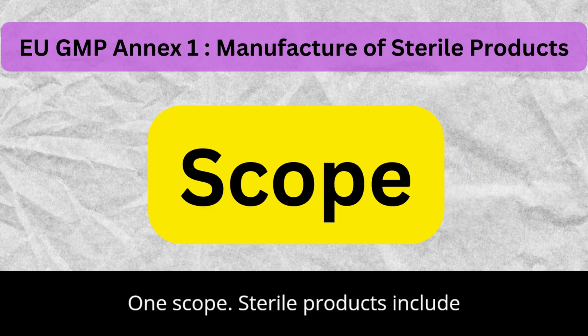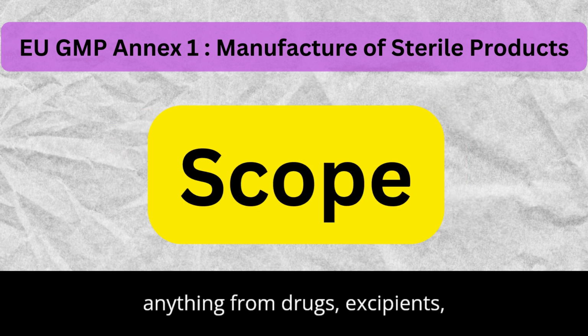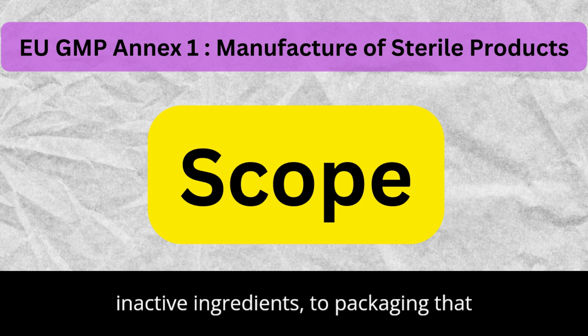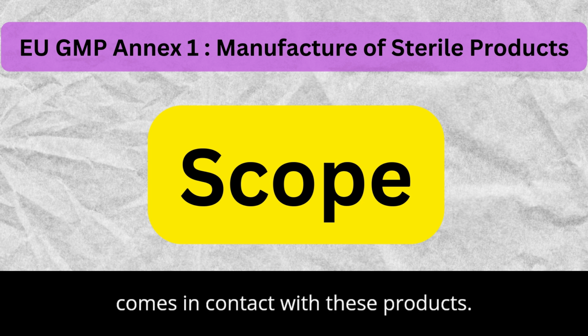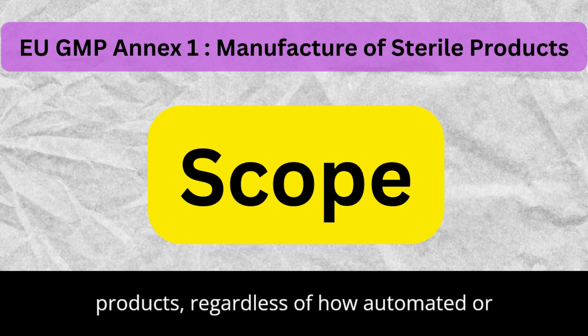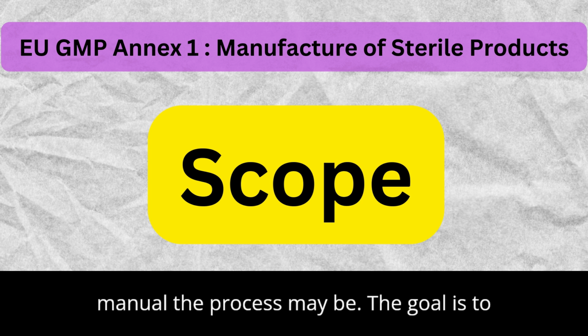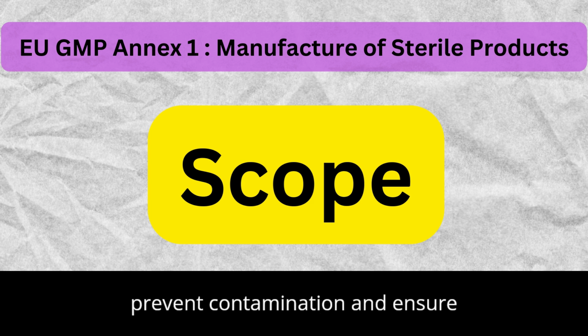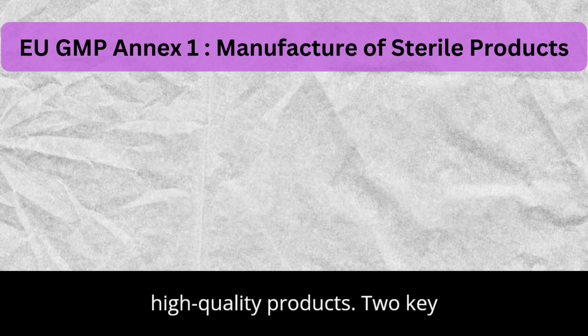1. Scope: Sterile products include anything from drugs, excipients, inactive ingredients, to packaging that comes in contact with these products. This guide is applicable to all sterile products, regardless of how automated or manual the process may be. The goal is to prevent contamination and ensure high-quality products.